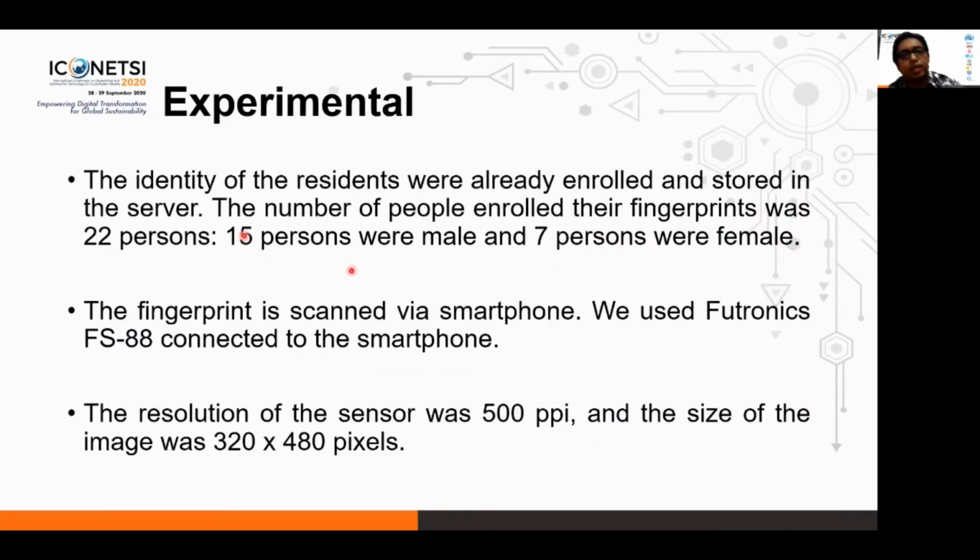Experimental. The identities of the residents were already enrolled and stored in the server. The number of people enrolled, their fingers, was 22. 15 were male and 7 were female. The fingerprint is scanned via smartphone. We use a Futronic FS88 connected to the smartphone with OTG. The resolution of the sensor was 500 ppi, and the size of the image was 322 by 480 pixels.